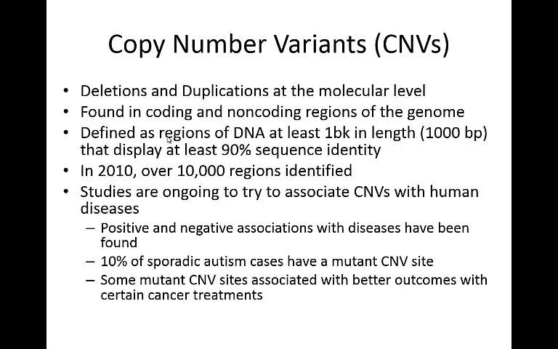And they found both positive and negative associations with diseases. So they found, for example, that about 10% of the sporadic autism cases happen to have a mutant CNV site. In contrast, there can also be positive associations with diseases. So there are some mutant CNV sites that are associated with better outcomes from certain cancer treatments. And so studies are ongoing to really just try to catalog and associate all the known ones with human diseases.